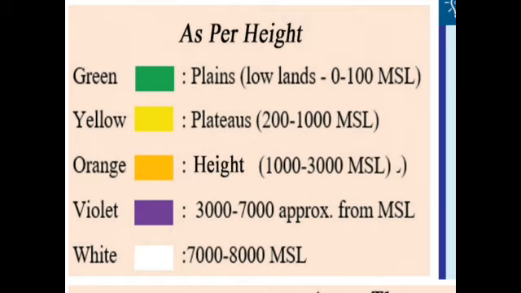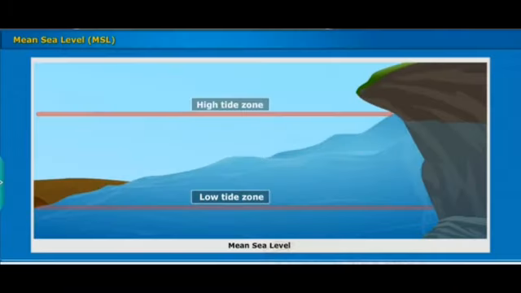200 to 1000 MSL. For this, we use yellow. Orange. Orange color indicates height 1000 to 3000 MSL. Violet. Violet indicates approximate height 3000 to 7000 from MSL. White. White indicates 7000 to 8000 MSL. Do you know what the meaning of MSL is?